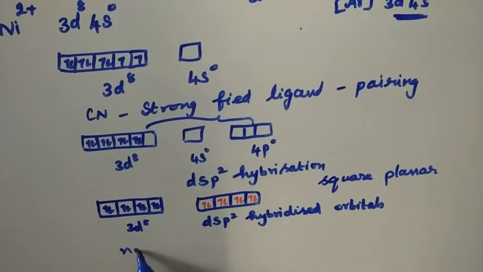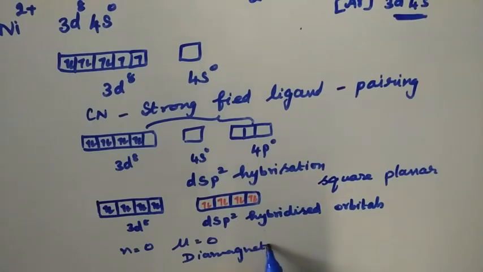Here n is equal to 0. The number of unpaired electrons is 0. Therefore mu is also 0. The magnetic moment mu is 0. Because n is equal to 0, the complex is diamagnetic in nature. And so [Ni(CN)4]2- is diamagnetic, whereas [Cr(NH3)6]3+ is paramagnetic in nature. Here this complex is diamagnetic in nature.